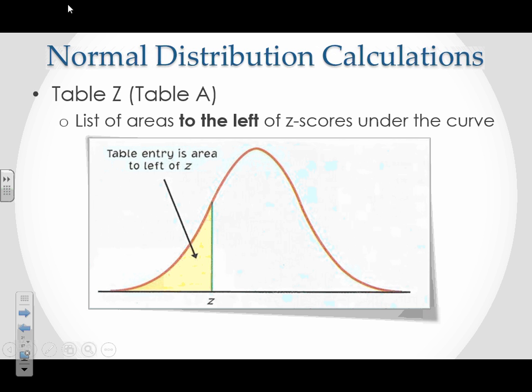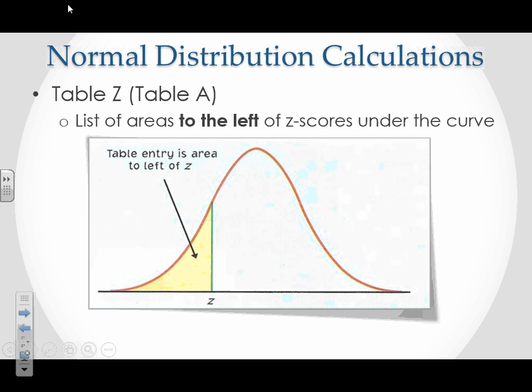When you look at Table Z or Table A, it will give you a list of areas only to the left of the z-score. So when you calculate a z-score and you look it up on Table A, it's only going to tell you what percent of observations lie to the left of it. Some of the questions we're going to be concerned with are going to want area to the right. Or we might have 2 z-scores and we want to know the area in between.